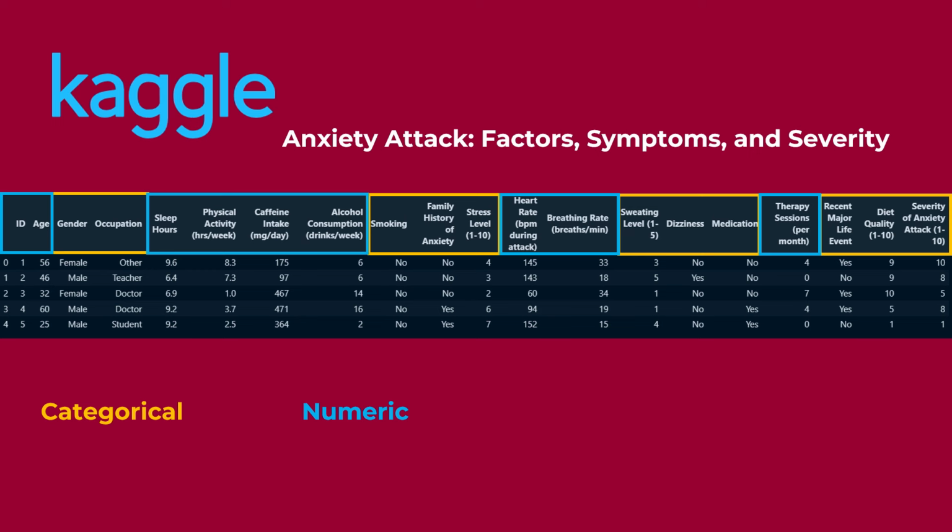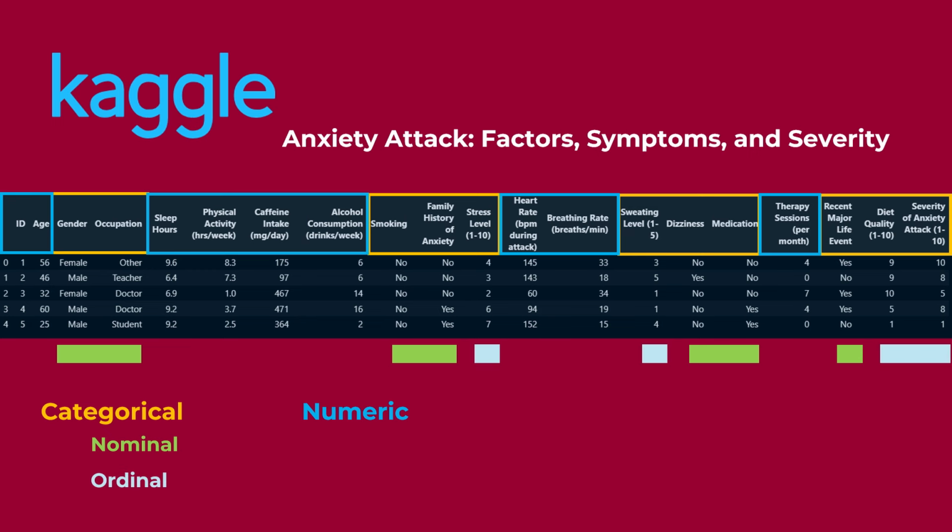We can further classify some columns into nominal data where there is no ordering, such as gender, occupation, and smoking columns. And we can also classify some columns into ordinal data, such as diet quality and severity of anxiety attack, where we see a rating scale. Here, diet quality is ordinal because it represents a ranked scale, even though it is also discrete.